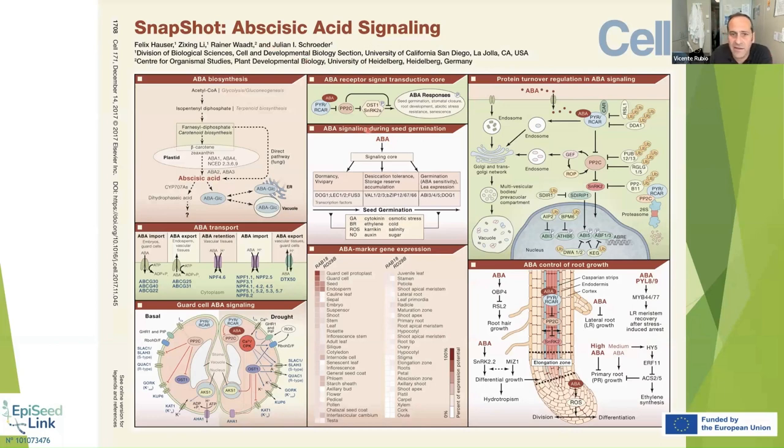It was made a number of years ago, and they summarize many of the aspects of ABA synthesis and catabolism, also transport, control of stomata closure or root growth, and how ABA is perceived, and what are the mechanisms that control the turnover of the different components of the ABA perception and signaling pathway.